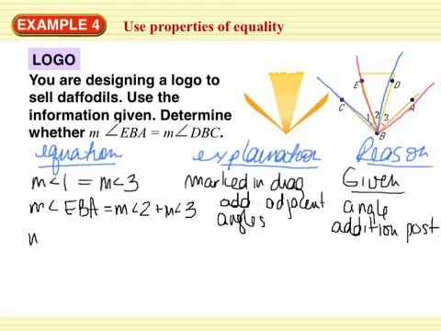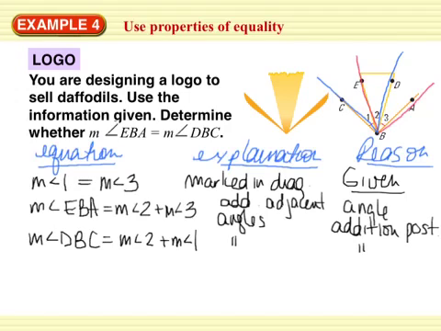Okay, we also know that the measure of angle DBC equals the measure of angle 2 plus the measure of angle 1. Same explanation, same reason. Now let's look at what we have. We know that the measure of angle EBA is angle 2 plus angle 3. The measure of angle DBC is angle 2 plus angle 1. And we know that 1 is equal to 3.